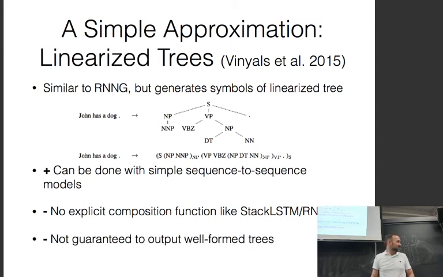The other thing is that it's not guaranteed to output well-formed trees. Every once in a while, you'll get a tree where it doesn't have enough closed brackets or something like that. So what you do in that case is you just add extra brackets at the end, apparently. It's a cheap hack to make this actually work properly. There are ways to fix this, but that tends to fix the problem.